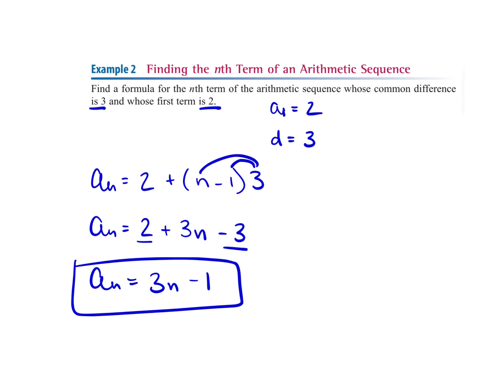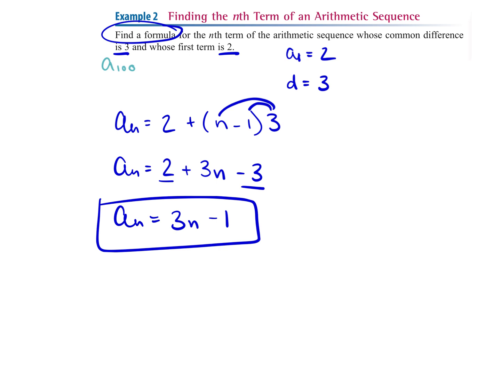Typically, questions like this would ask us for our formula. They might also ask us for the 100th term, let's say. If this asks us also for a sub 100, or the 100th term, what do you think I would need to do to find a sub 100? Awesome. I want to plug 100 into n, looking for my 100th term.